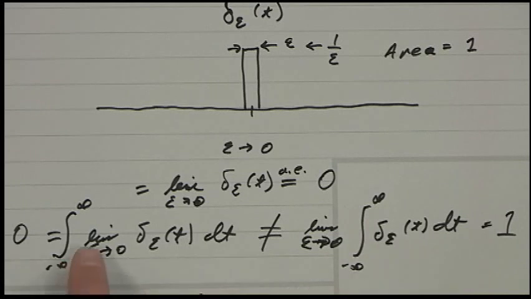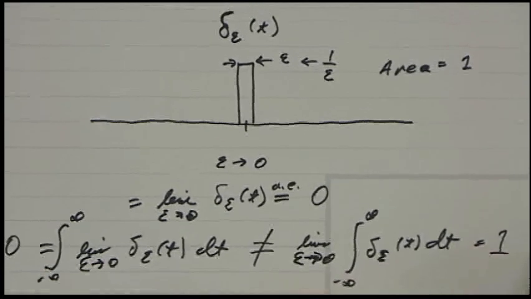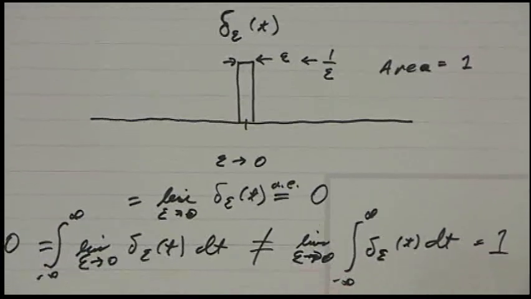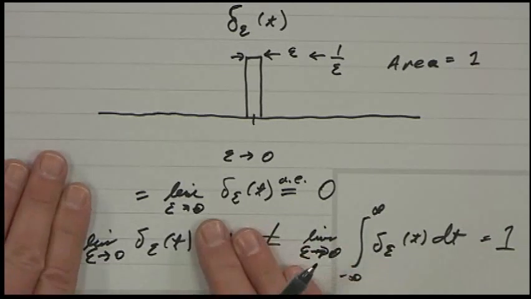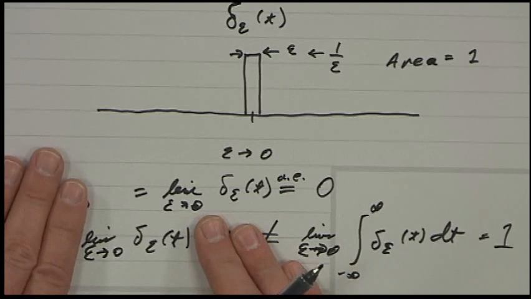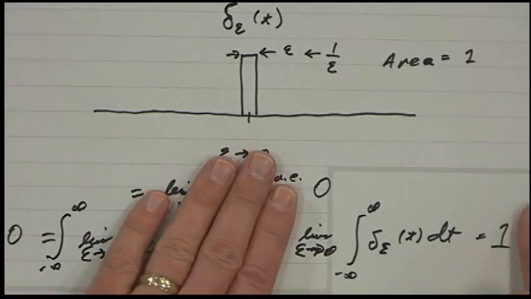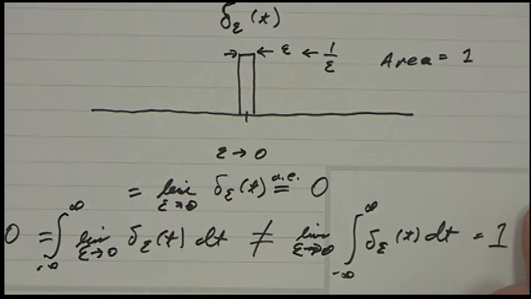So you can't exchange the limit and the integral in this case. Therefore, the delta function is not a function. Well, okay, so how do I go from that? If the delta function were a function, then it would have to be this. And that function doesn't have the properties you associate with a delta function, which is this. The delta function is supposed to have the property that its integral is equal to 1.